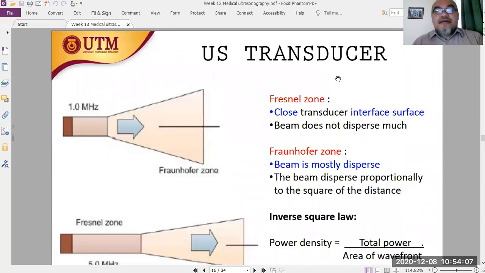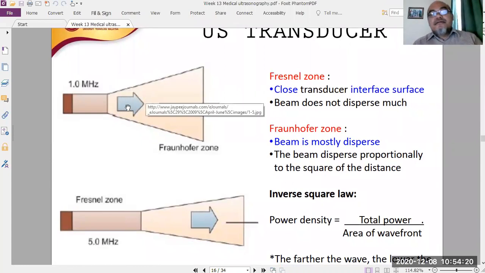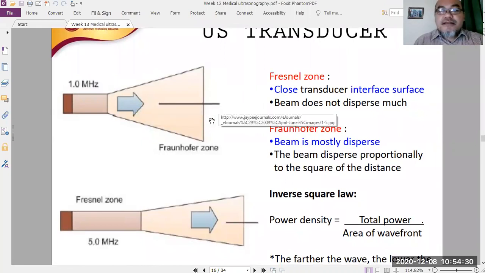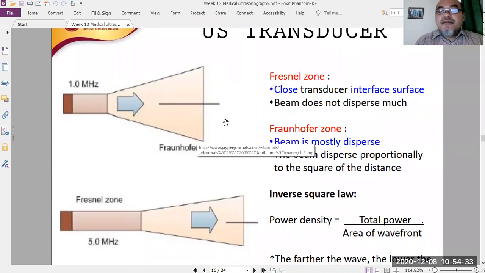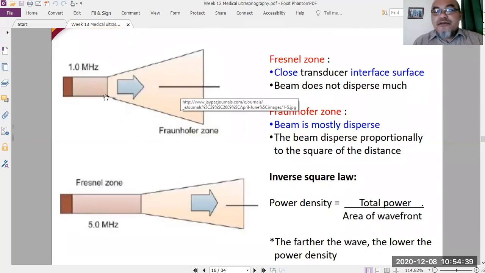So this is the working phenomenon of the ultrasonic transducer. We have, for example, here an ultrasonic transducer oscillating at 1 megahertz frequency. This is what we call the Fraunhofer zone, where the beam is mostly dispersed. The beam disperses proportionally to the square of the distance. In the Fresnel zone, close to the transducer interface, this is the transducer, the beam does not disperse much. Rather, it is more coherent or linear.